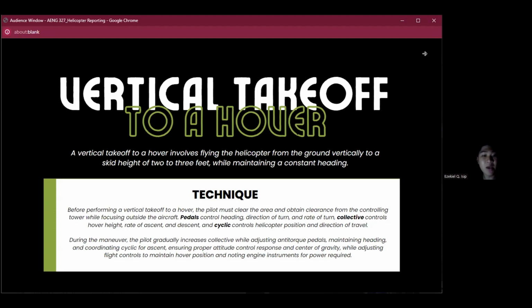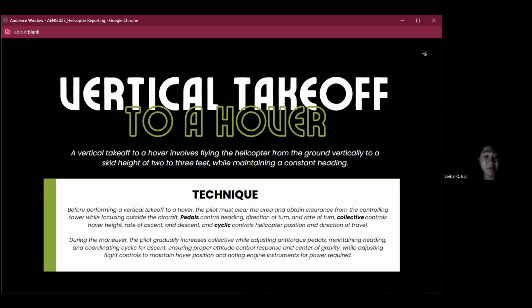Under technique, before performing a vertical takeoff to a hover, the pilot must clear the area and obtain clearance from the controlling tower while focusing outside the aircraft. And if the pilot has a co-pilot who does not control the helicopter, he should assist in clearing the aircraft and provide an adequate warning of any obstacles and any unannounced or unusual drift or altitude changes.